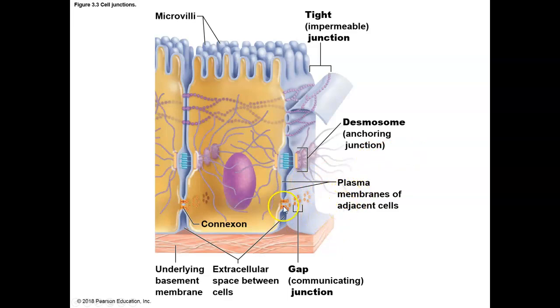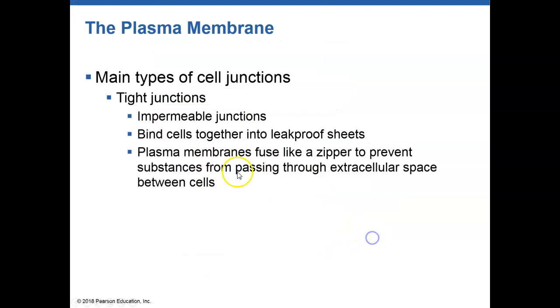And then we have gap junctions. So these are gap junctions. Gap junctions are communicating junctions. So they allow for chemical information to flow from one cell to another cell.